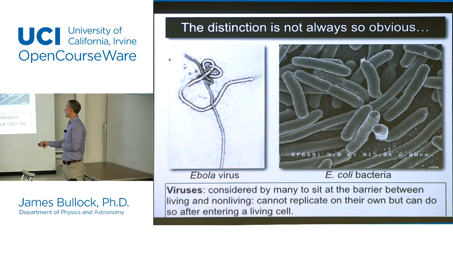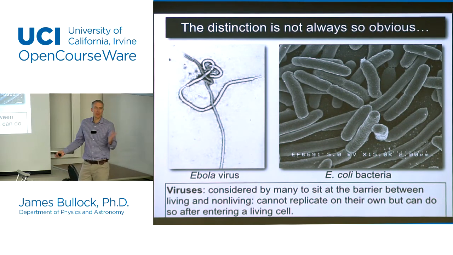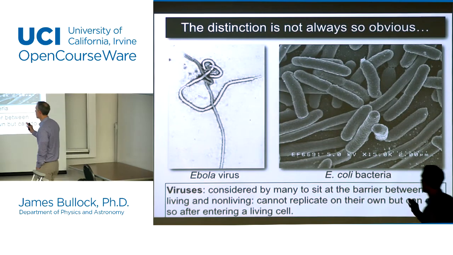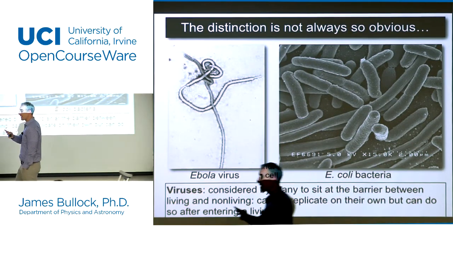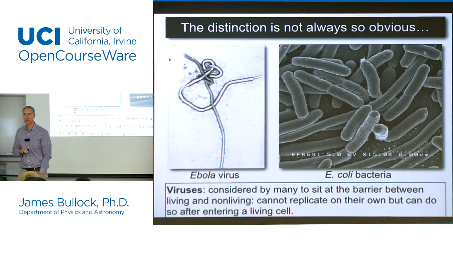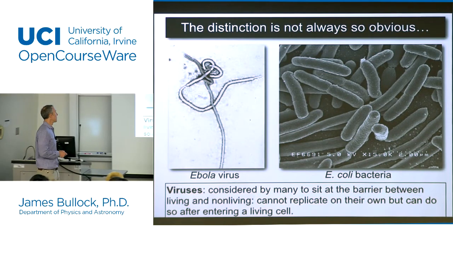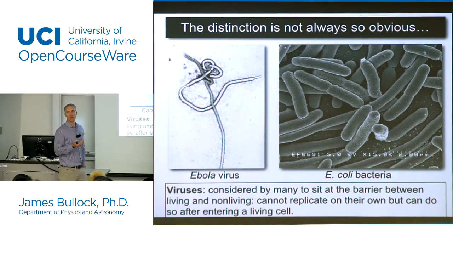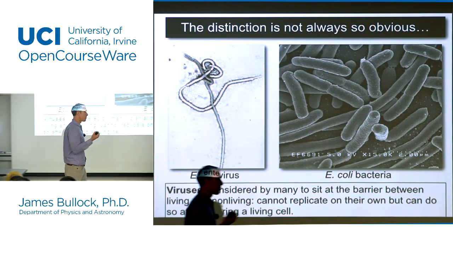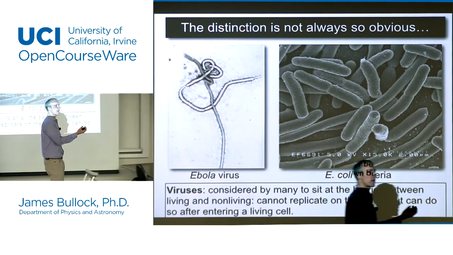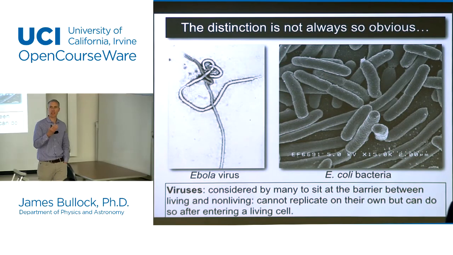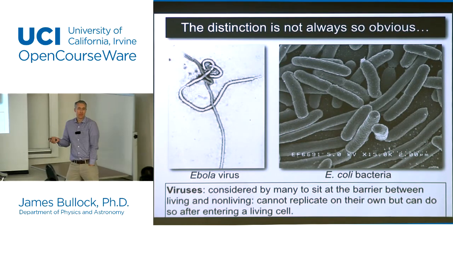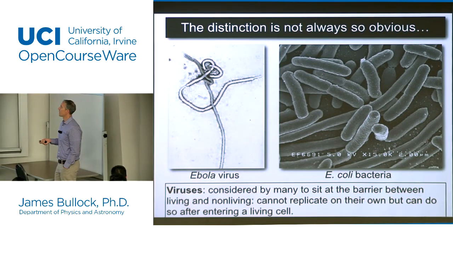So viruses, for example, are considered by many biologists to be sort of at the dividing line between living and non-living things. Because viruses cannot replicate on their own. Within their species, they have to invade another cell to have replication. But this is sort of subjective, but that's sort of the point. But we don't know exactly how to do this.